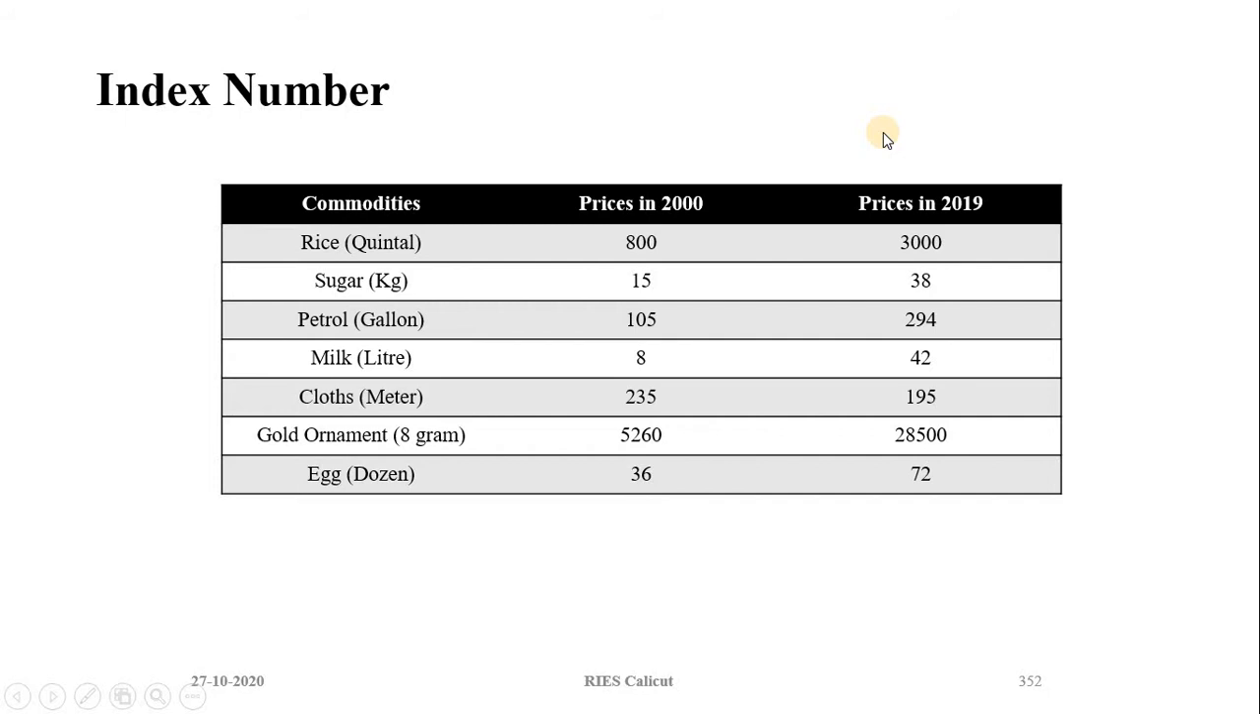So the first thing we need to tell whether the price has increased or not is two different years. In statistics, the price in 2019 is known as the current year, and the previous year is known as the base year, because we are comparing these prices with these prices. This is known as the base year price, and this is known as the current year. We always compare the current prices with the previous prices.